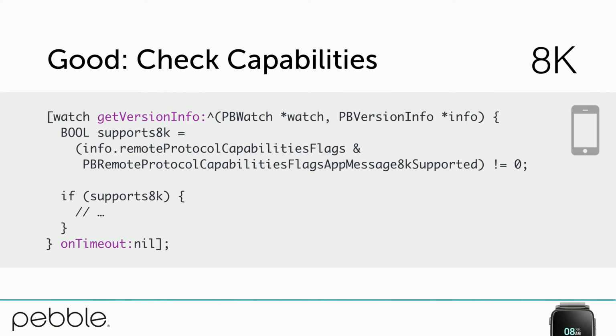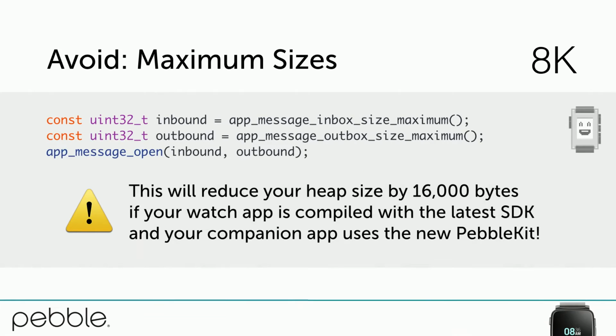One thing that you have to do though is that you don't know whether your watch supports 8K. So what you have to do is get the version of the watch, find out whether its capability flag 8K supported is set, and if it's set, then you can do it. Of course, this also depends on the app message inbox and outbox size that you have in your application.